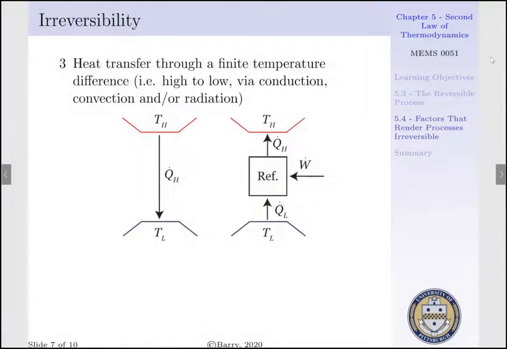Anytime we have heat transfer through a finite temperature difference via conduction, convection, or radiation, we're going to have irreversibility associated with our system. Recall, conduction is a transfer of thermal energy through a material through vibrational waves. That is, as our molecules vibrate and pass thermal energy through our system, there is going to be a loss. So anytime we have heat transfer from a high to a low temperature, we're going to have irreversibility associated with it. Even if we have a refrigeration cycle where we transfer heat from a low to high temperature reservoir, we're going to have irreversibility associated with those heat transfer processes as well.